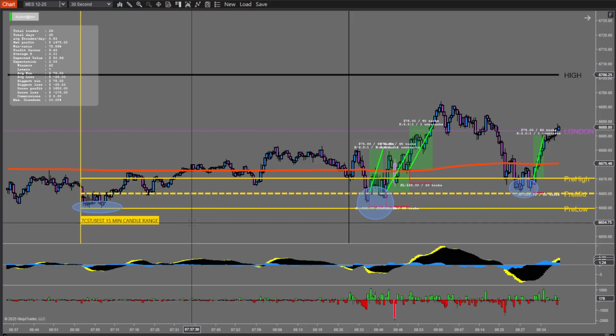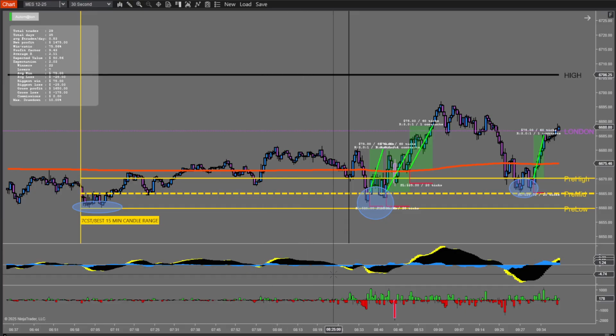Today we're going to first mark out the high, the low, and the midline of the first 15-minute candle at 7 Central and 8 Eastern. Once we do that, we also have a daily VWAP, and we will go ahead and mark that out too. I'm on NinjaTrader, and I have a 30-second chart up with micro ES futures.